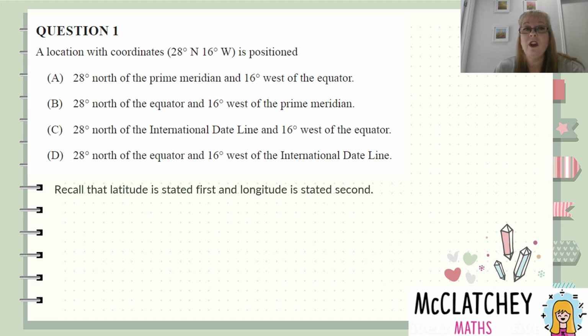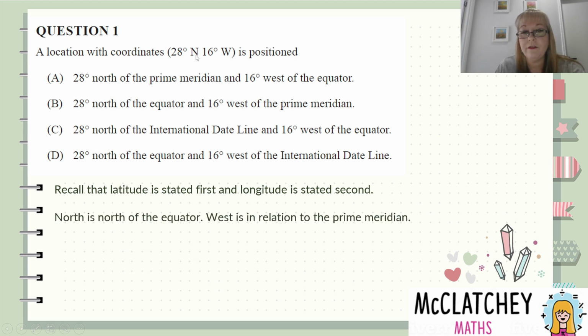So firstly, we know that latitude is stated first. We know that as a fact. So this 28 degree north is our latitude. So that means these are our small circles on the globe. And longitude is stated second. They are our great circles that are vertical. So that's going to help us a little bit to work out in relation to different things. We know the equator, for example, is a latitude line. So when we're talking about things here with latitude and it references the equator, it needs to be in the right position. So north is north of the equator and west is in relation to the prime meridian line.